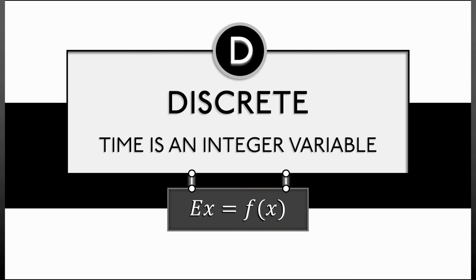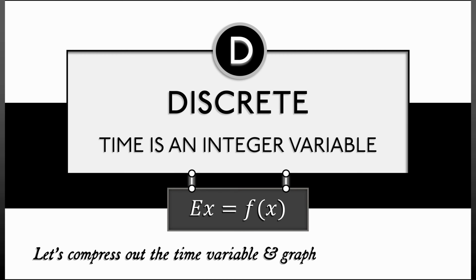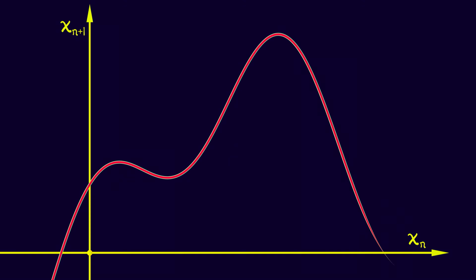And now time is a discrete variable n, and instead of plotting solutions x as a function of time n, what we're going to do is compress out that time variable and focus on the graph of the right-hand side. Let's begin by drawing a graph. Along the horizontal axis, we're going to have x. Along the vertical axis, x_{n+1}. I might specify this as x_n and x_{n+1} respectively. Now we're going to draw the graph of the right-hand side, this function f.